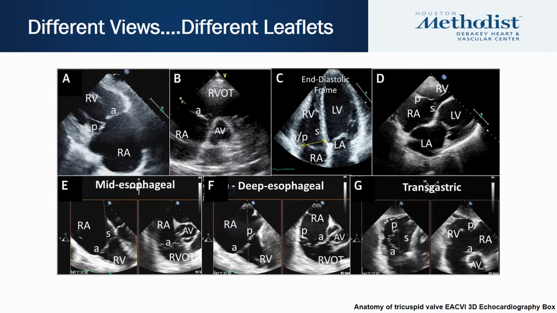And it's important to remember that different echocardiographic views can show you different leaflets of the tricuspid valve. That's why when you're evaluating a tricuspid valve for a potential intervention, it's important to look at multiple different views to be able to identify the exact site of pathology. So different TTE views give you different leaflets, and different transesophageal views can give you different leaflets as well. When we're doing a TEE, it's important to obtain mid-esophageal views, but additionally deep esophageal views and transgastric views can be very helpful in identifying the leaflets, the pathology, and the target for intervention.